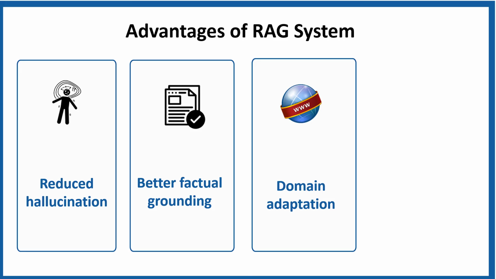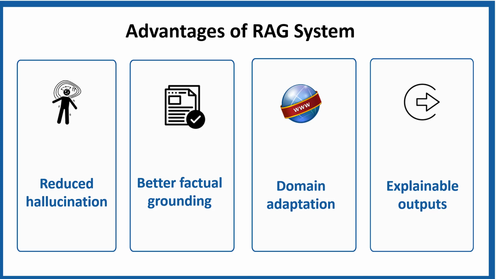Domain adaptation. A base LLM may not know much about a specialized field like medical imaging or banking regulations. With RAG, you can inject domain specific knowledge dynamically by connecting the model to custom datasets or enterprise knowledge bases. This avoids expensive fine tuning. Your model instantly becomes an expert in any topic as long as it can retrieve relevant documents.